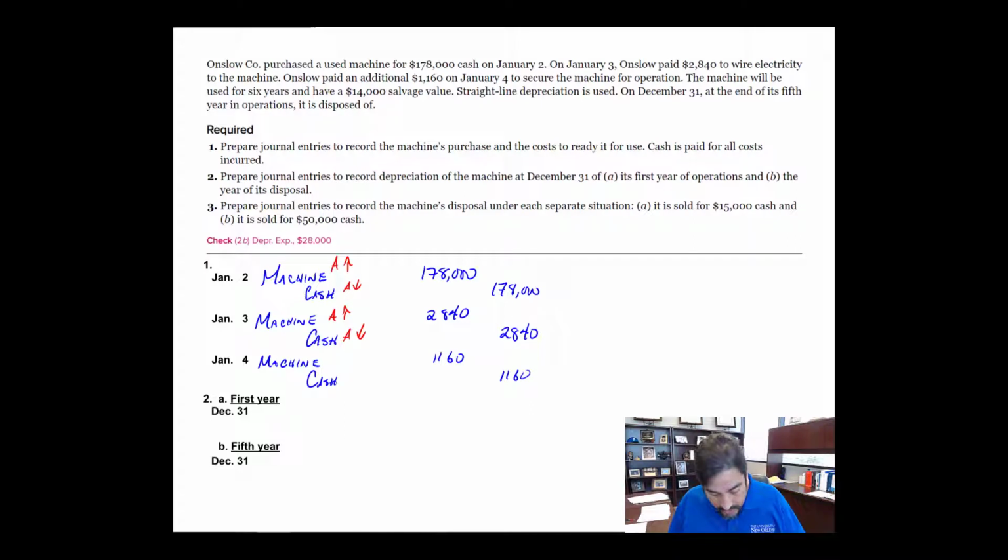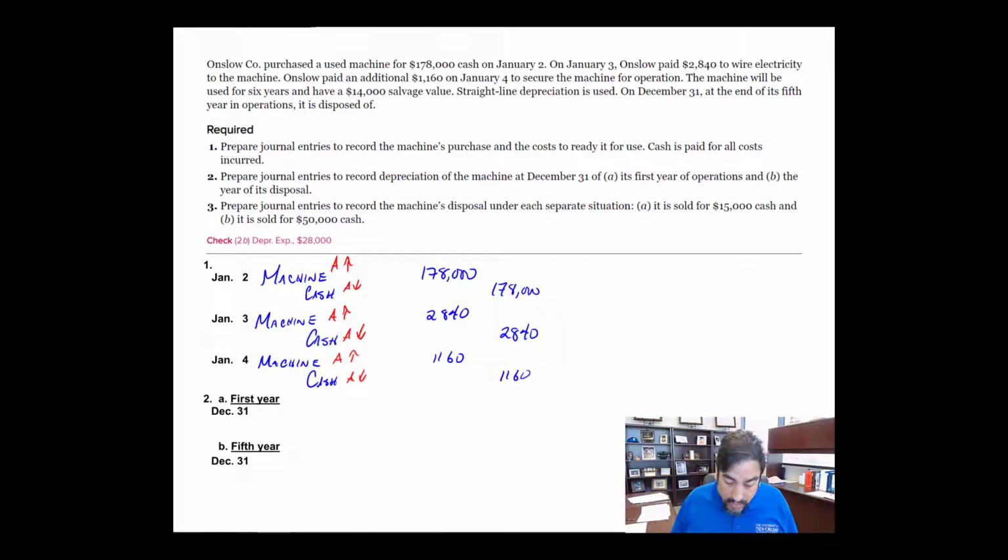Once again, I hope you're getting a little tired of this. It means you're starting to understand it. But I'm going to keep doing it anyway. Machine is an asset account. We're increasing it. That's why this is a debit. Cash is an asset account. We're decreasing it. That's why that's a credit. So there's our journal entries.